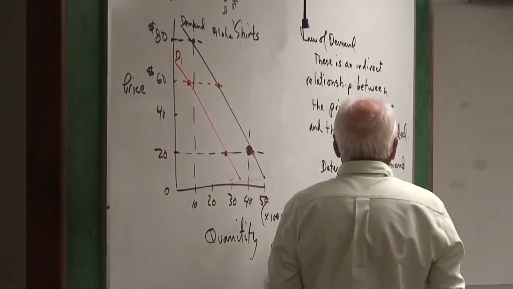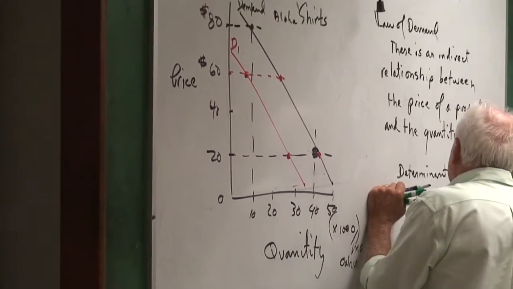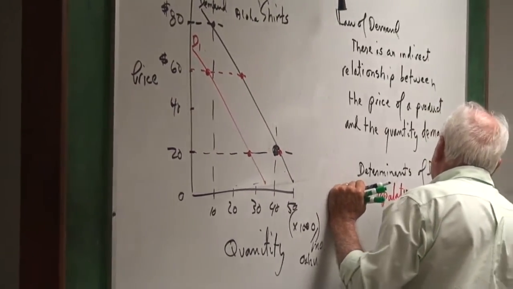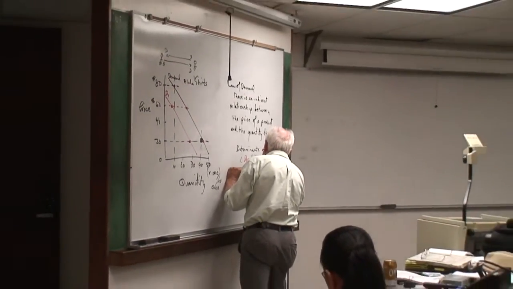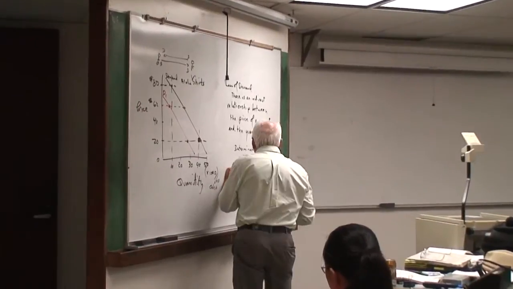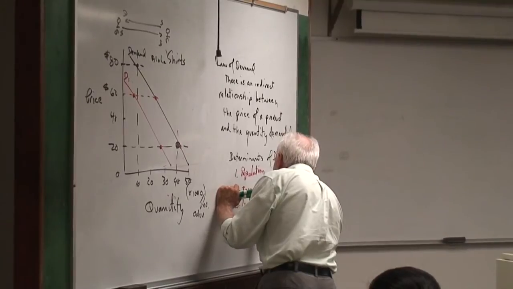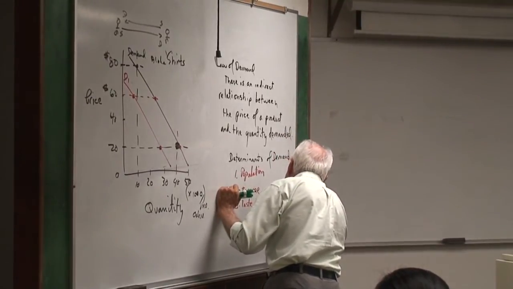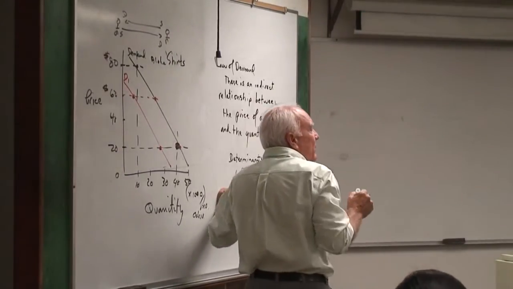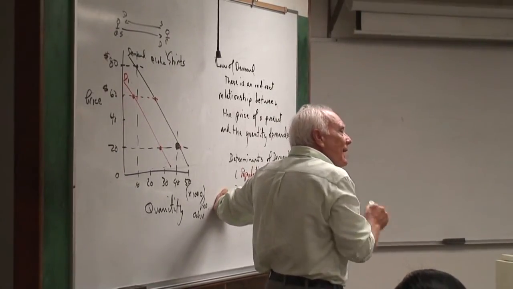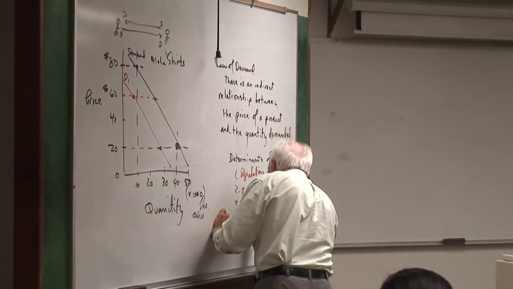There are 4 things that I'm going to give here as the determinants of demand. One is population. How many people are actually buying Aloha shirts? Another thing is income. How much money do people have to buy Aloha shirts? Another thing is the tastes and preferences for Aloha shirts. And the 4th thing will be the prices of other things related to this, the prices of substitutes and complements. I'll explain each of these.